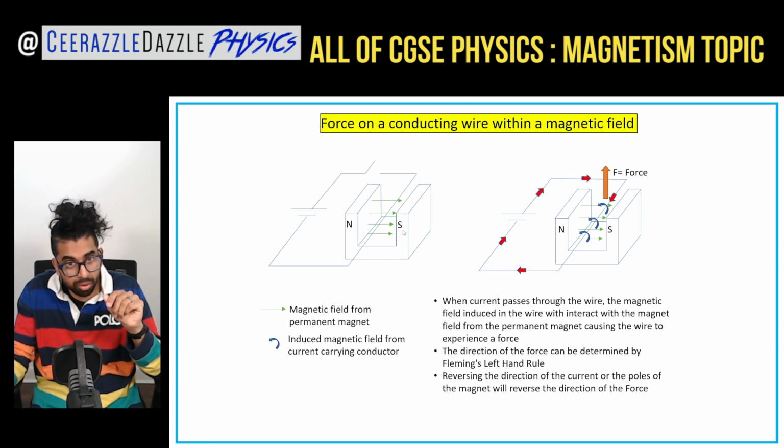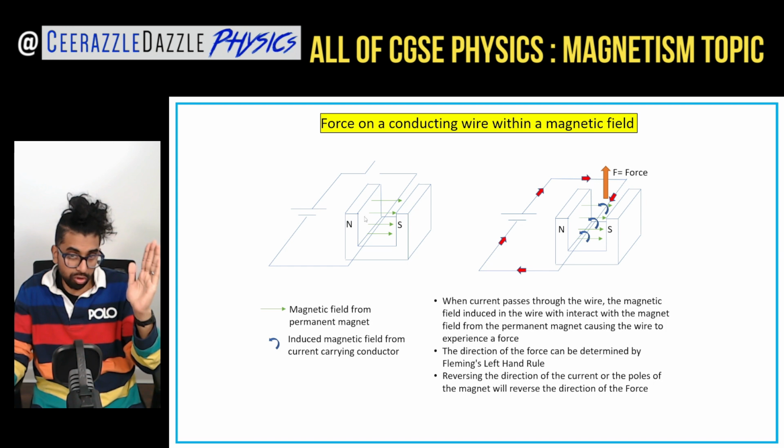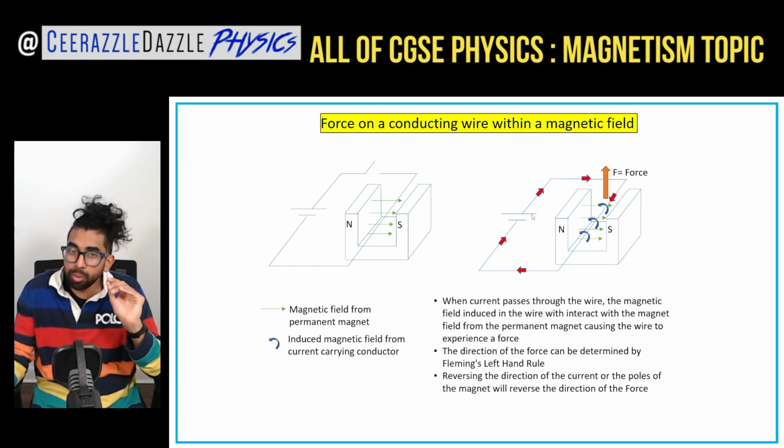Yes, so the magnetic field lines are going to go from the north pole to the south pole. If you were to then press the switch, what will happen is current will flow through the wire. When current flows through the wire, we know that every single wire which has current flowing through it will generate its own magnetic field. So the magnetic field is therefore induced around the wire.